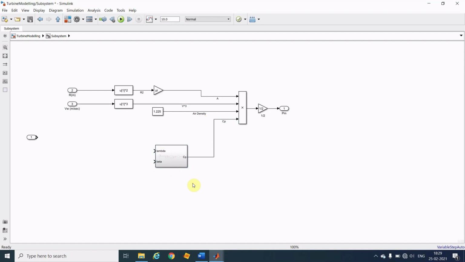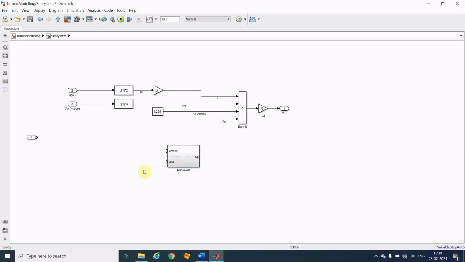Okay, so next thing is how we will generate lambda. This one is equation 1. Here we are representing equation 1. Here, equation 2 and 3.